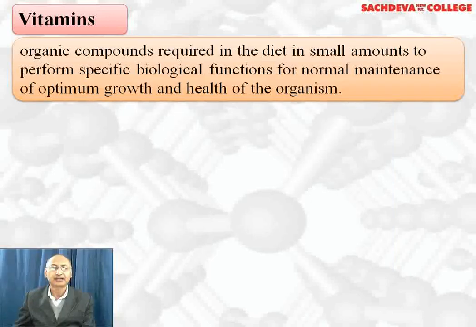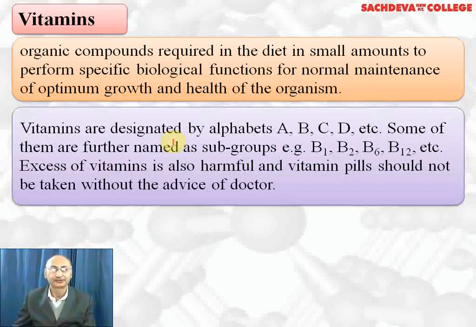Let's continue with biomolecules. Next topic is vitamins. Vitamins are complex organic compounds which are required in our diet in small amounts to perform specific biological functions for normal maintenance and optimum growth and health of organisms. We need vitamins so that we remain healthy, and deficiency of vitamins leads to specific diseases.